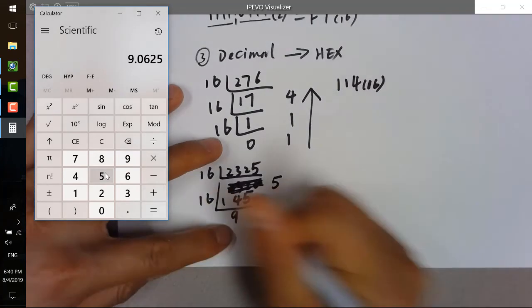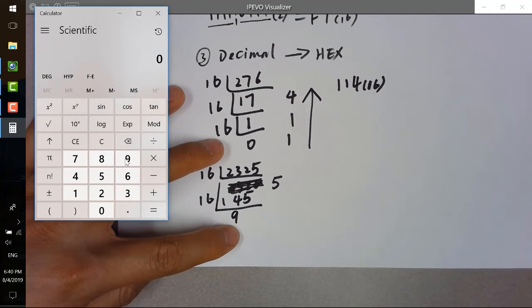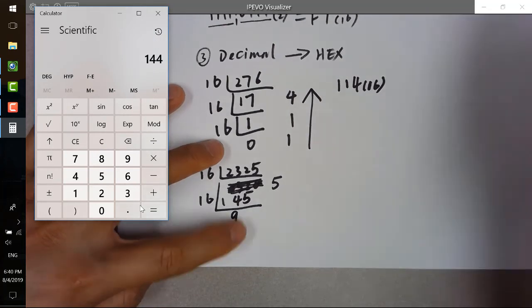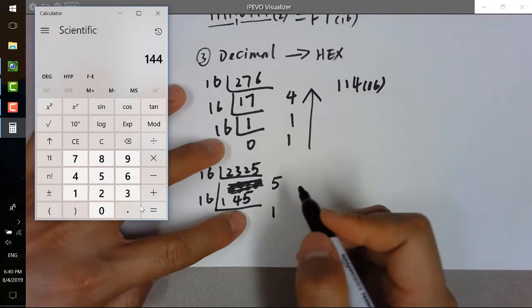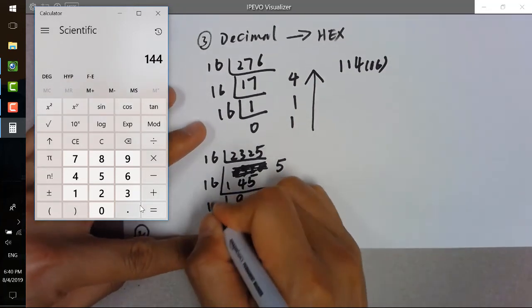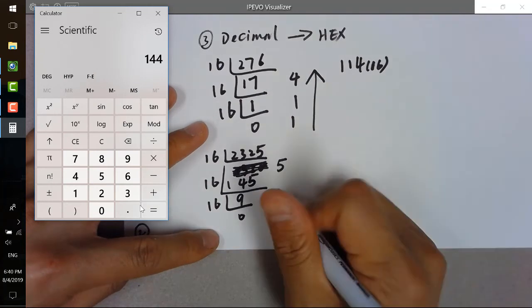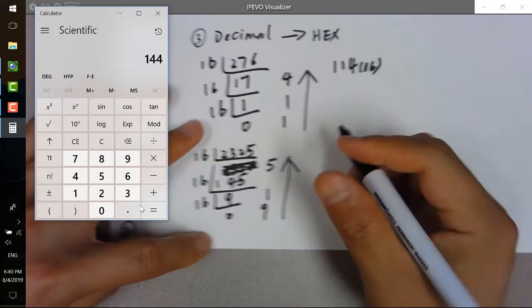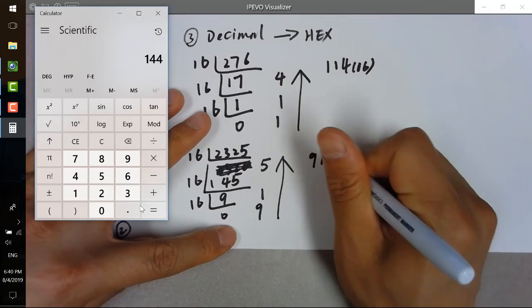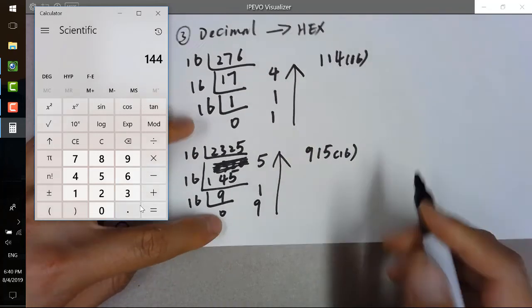So it's going to be 9 something. So 9 times, let's calculate this back. 9 times 16 will be 144. So the remainder is 1 compared to 145, right? So now let's do it again. Of course, we know 9 couldn't be divided by 16, and now the remainder is 9. Look at it back. So the hex number will be this. All right.